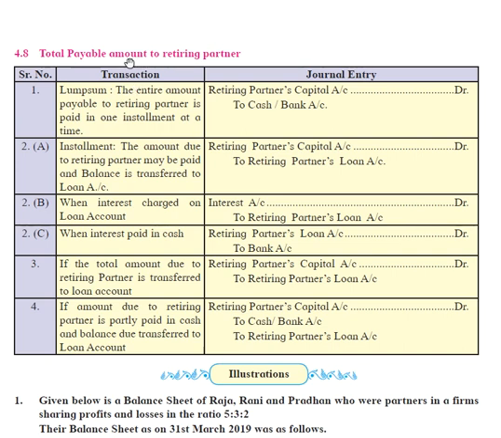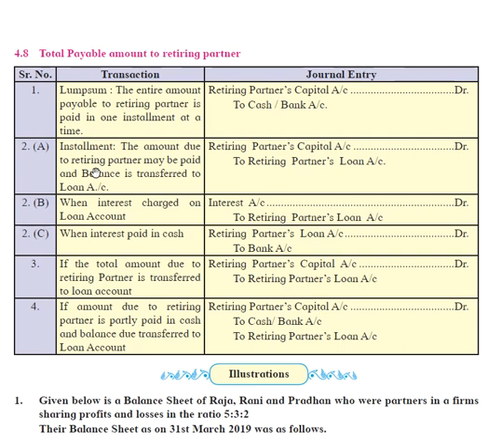So the total payment: how are they going to pay the amount to the retiring partner? Lump sum: the entire amount payable to the retiring partner is paid in one installment at a time. So at that time, retiring partner's capital account debit to cash account or bank account. And installment, if they are going to pay in installments. If it is a lump sum amount, this is the journal entry. And if it is installments, retiring partner's capital account to retiring partner's loan account.